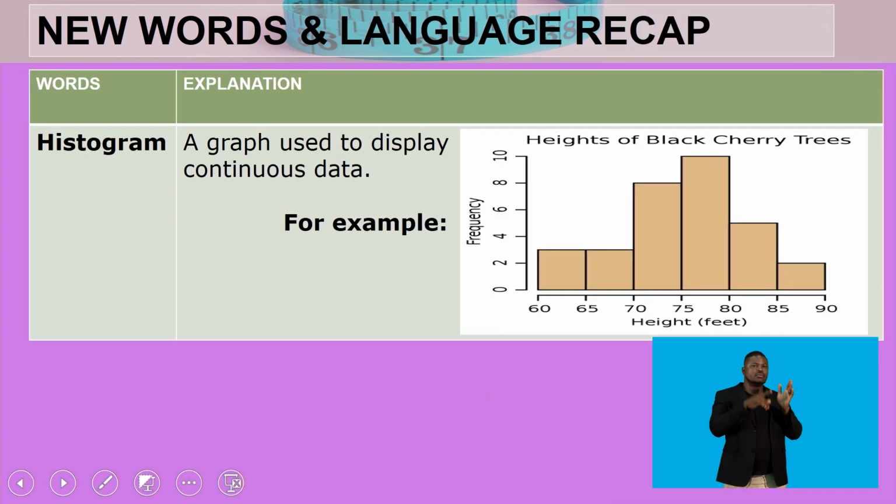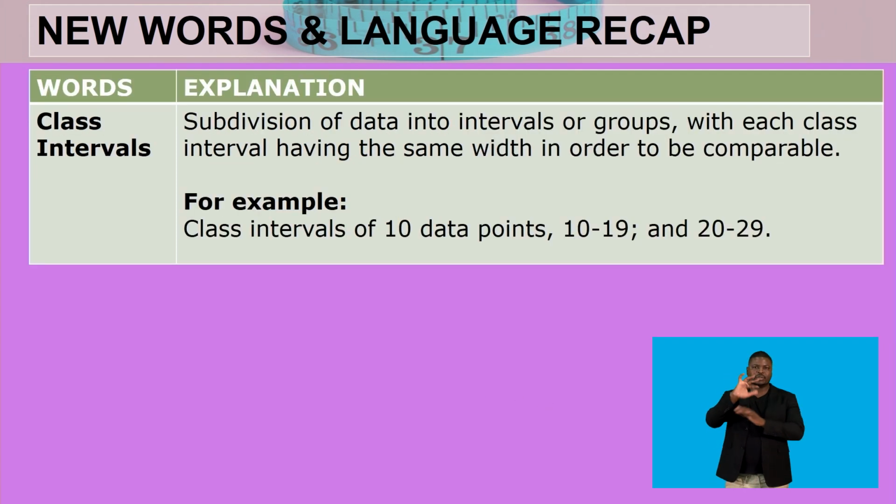We go to the histogram. A histogram, we defined it as a graph used to display continuous data. For an example, we were given the heights of the black cherry trees and also the number of those trees. Class intervals was explained as a subdivision of data into intervals or groups, with each class interval having the same width in order to be comparable.